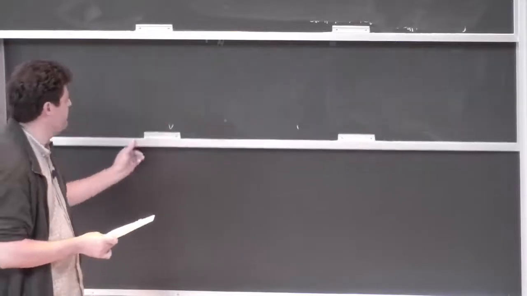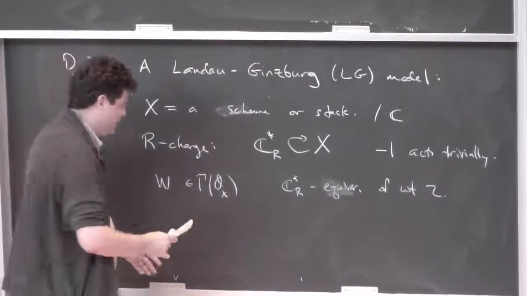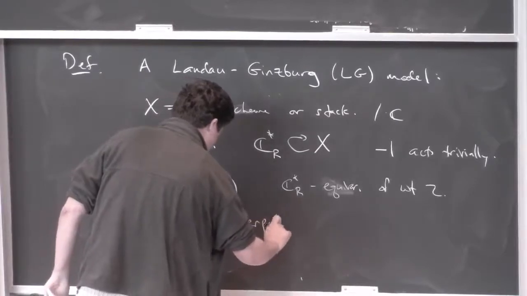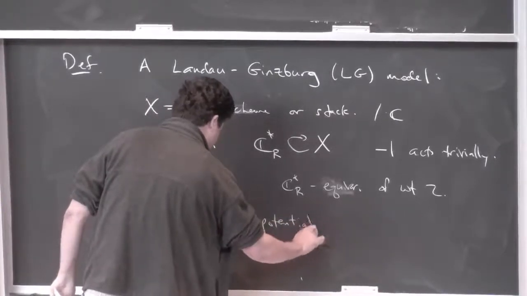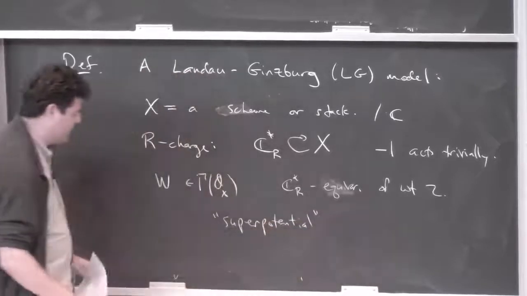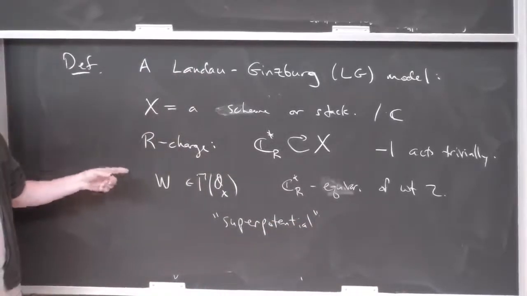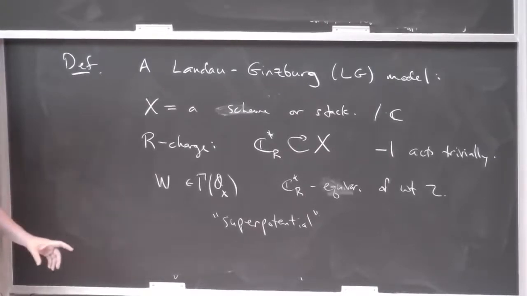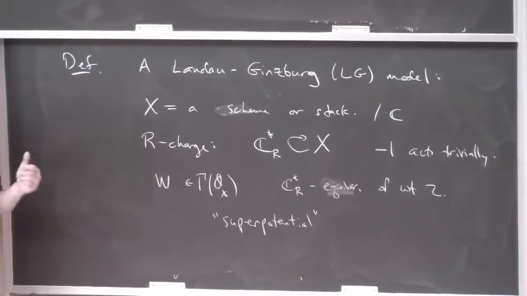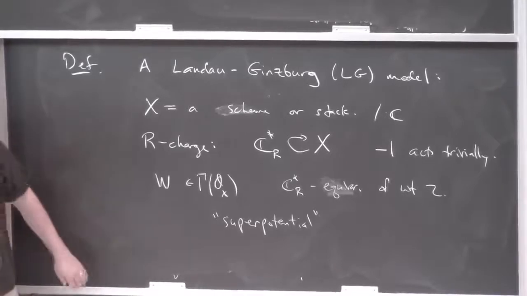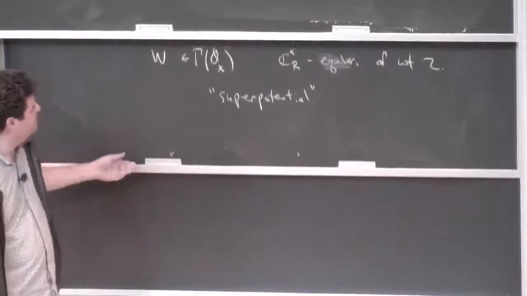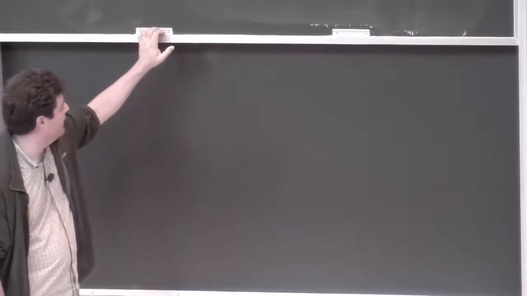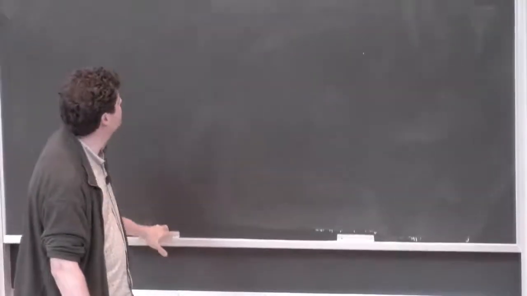And W is going to be, this function W is going to be called the superpotential. And I think, but I'm not sure, that W is chosen because it's the letter after V, which is often used for potential in classical mechanics, especially in electrical potential where V stands for voltage. But I'm not certain about that. Yeah, it's a section of O_X.